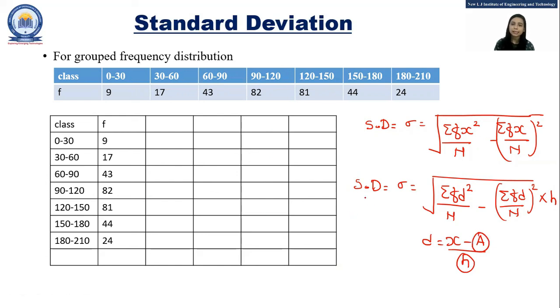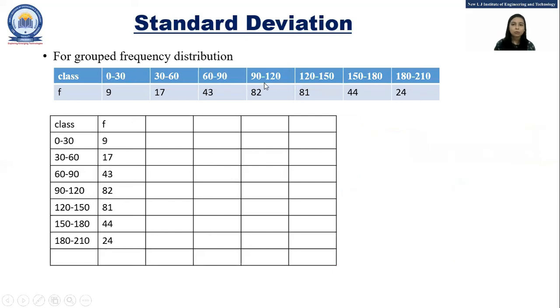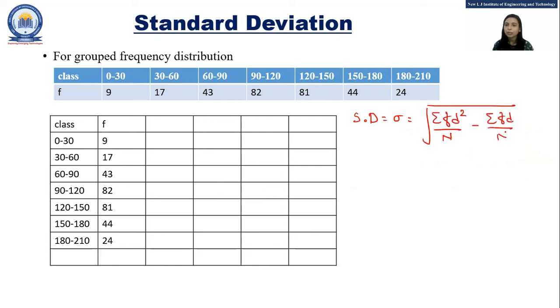So let's discuss this example through the step deviation method. Over here, the standard deviation sigma is equal to the square root of sigma fd square divided by n minus sigma fd divided by n whole square, into h. Now the value of h is 30, because 30 minus 0 is 30, 60 minus 30 is 30. So the value of h is nothing but 30. Now let's find out d, that is x minus a by h.